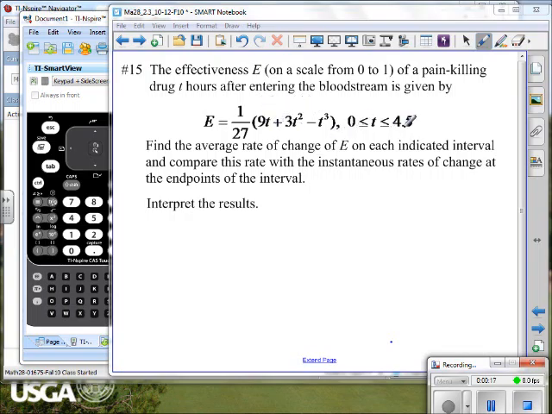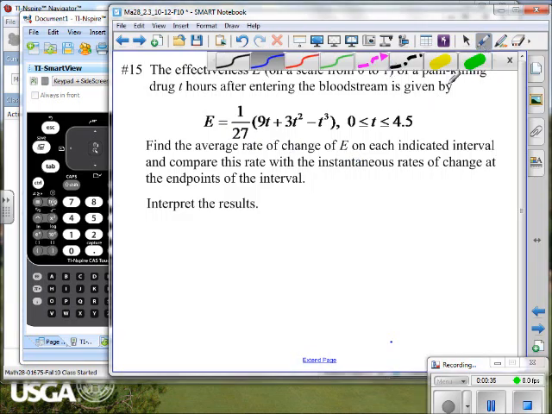Between 0 and 4.5, T is how many? It's hours. So between 0 and 4.5 hours, find the average rate of change on each indicated interval and compare this rate with the instantaneous rates of change. Again, we won't go through this problem. I'll just start it again on Thursday.